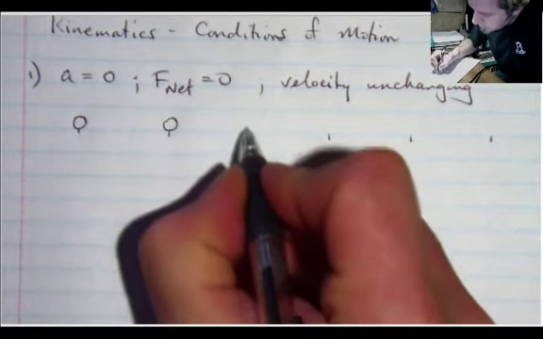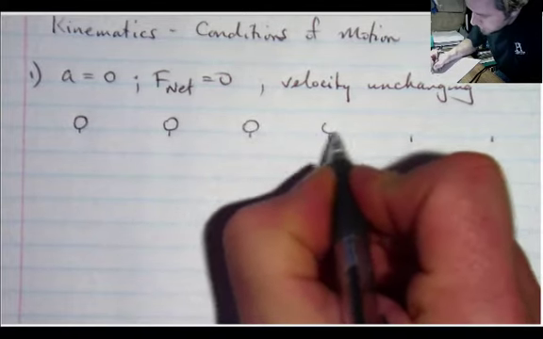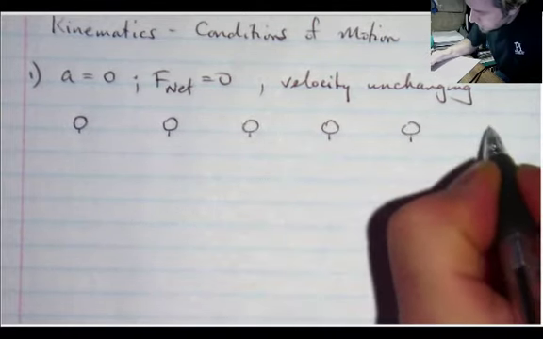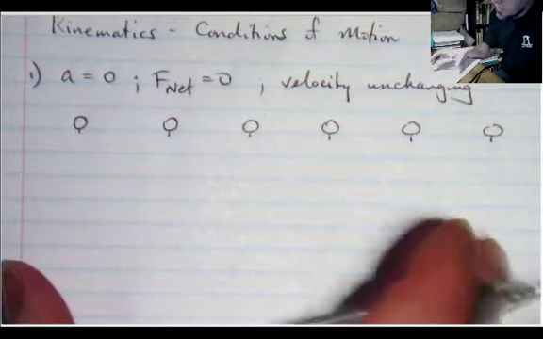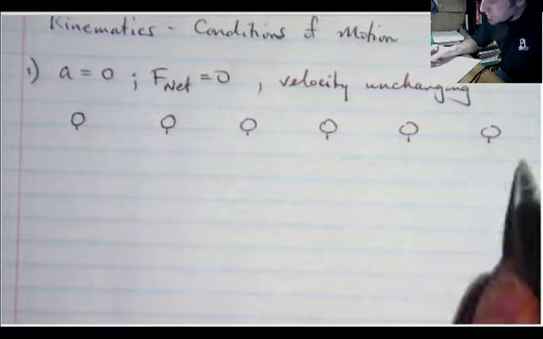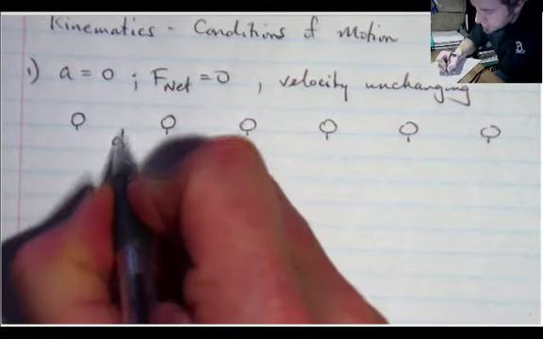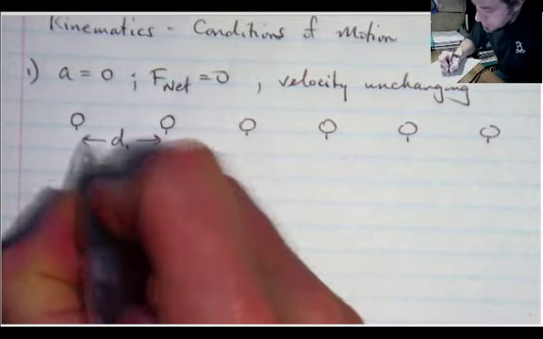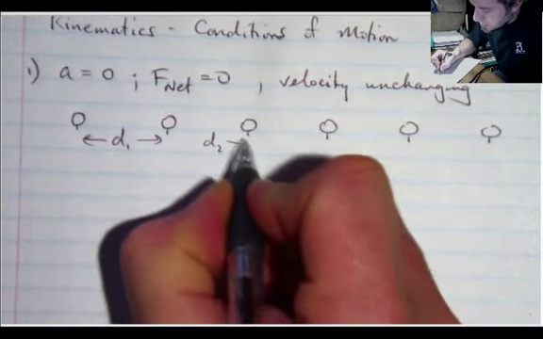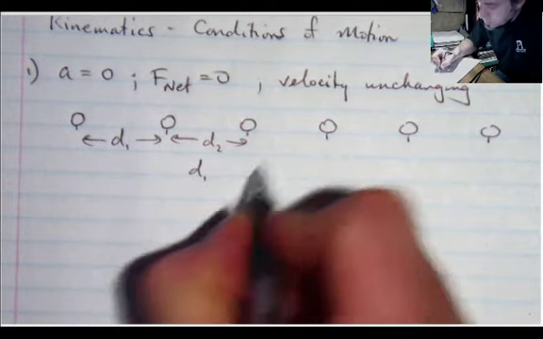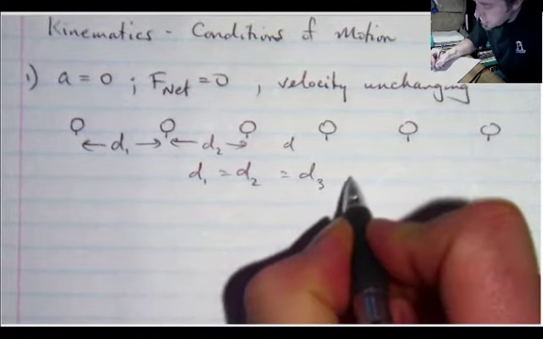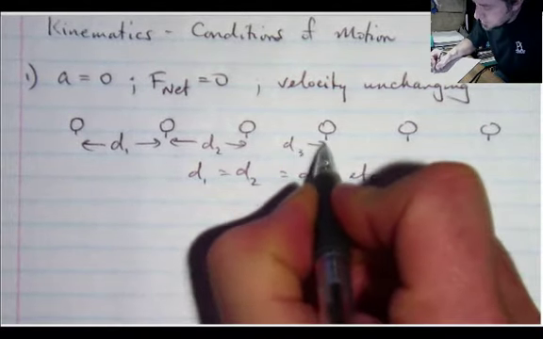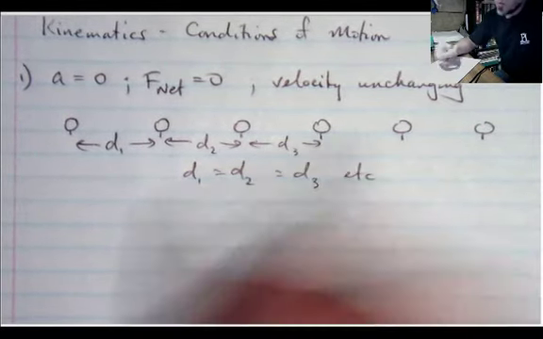So if I had a camera which took pictures, say every second, and I put all these pictures together, and maybe took a picture of them alongside a ruler, I would find that the distance between successive shots is always the same. So D1 equals D2 equals D3, etc., for equal amounts of time.